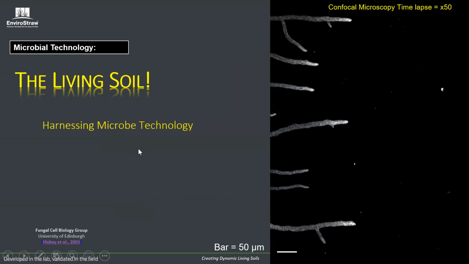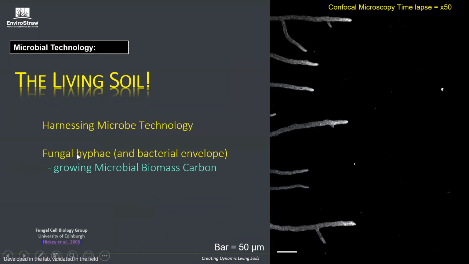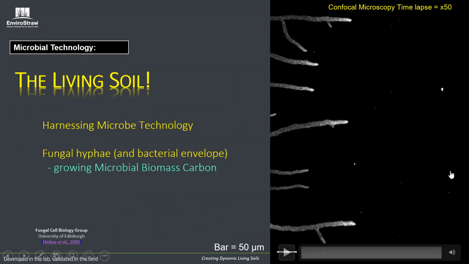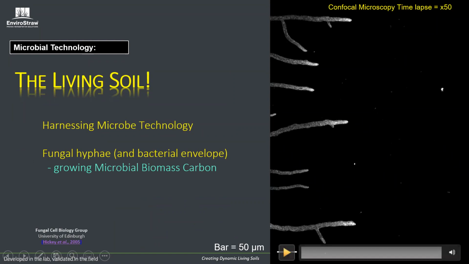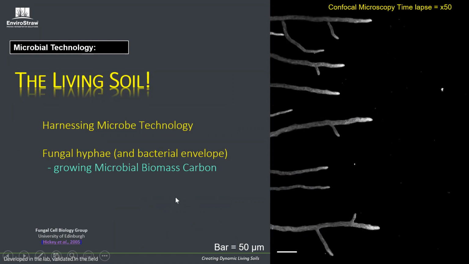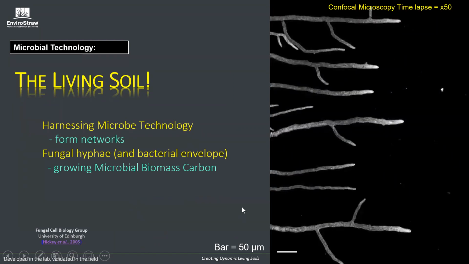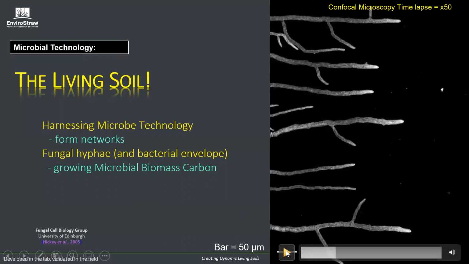More importantly, when we're using this technology, we're starting to increase the microbial biomass carbon. And this confocal microscopy video will show, this is sped up 50 times, but it basically shows how the mycorrhiza spread, and they form these networks in the system.